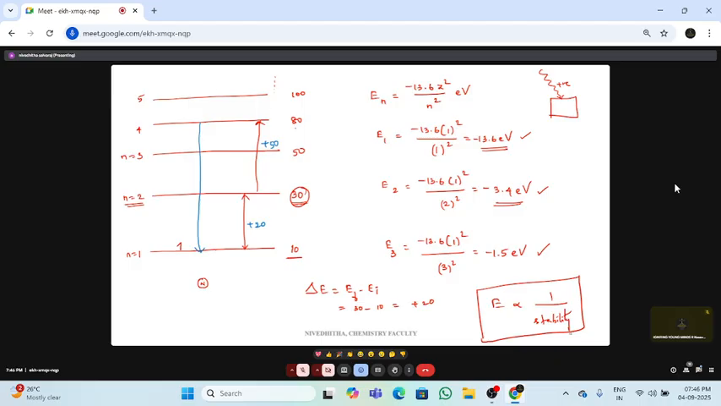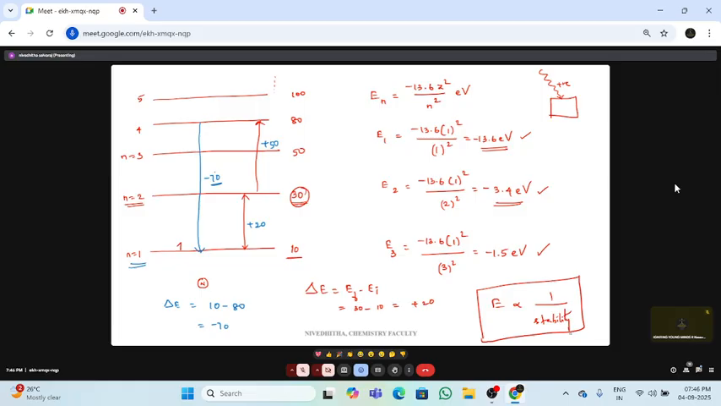Initially 70. Yes, very good, it is 70. So delta E is equal to the final state, the first shell, whose energy is 10, minus the initial state energy, which is 80. So it is minus 70, which means 70 units of energy were released by the electron to move from the fourth state to the first state.